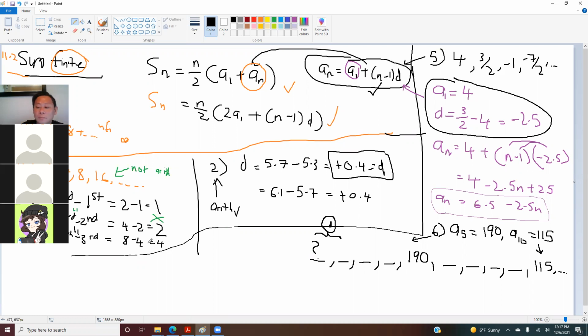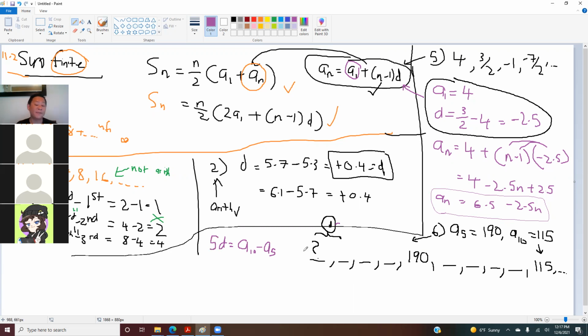Would it be find the difference between A5 and A10 and then divide it by 5? Yes, very good. So in this case we know this difference is going to be negative. The reason why the difference is going to be negative here is because your number is going to get smaller. So in order for you to find this difference, you just take A10 minus A5, because the question knows A10 and A5. And this equals 5D.